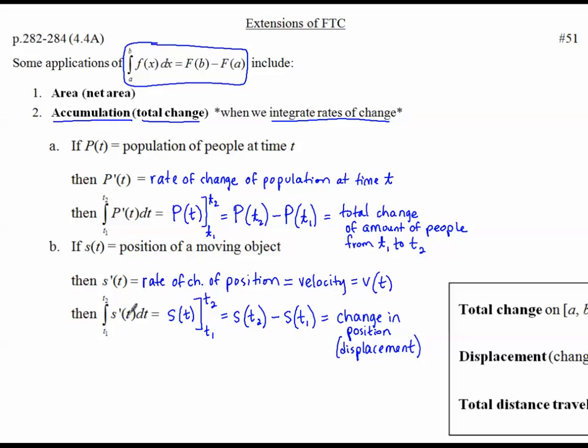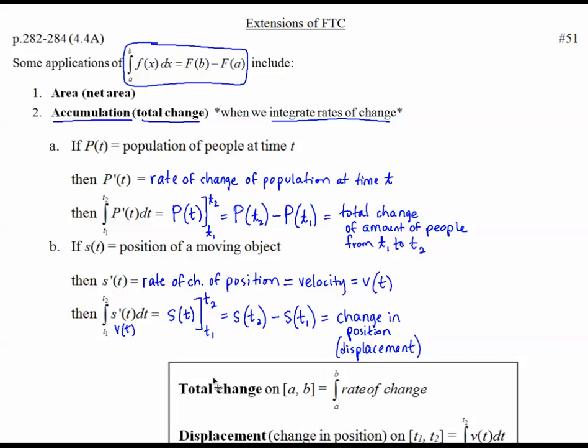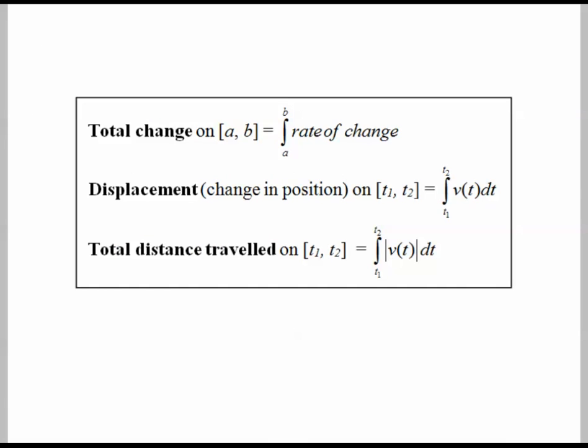Keep in mind that another way to say s prime of t is to say v of t. So this could say the integral from t sub 1 to t sub 2 of v of t dt represents the change in position. Now, a couple of important points to note. As a summary, total change on A to B is the integral of the rate of change. Displacement, or the change in position, which is just an application of this, is the integral of the velocity.